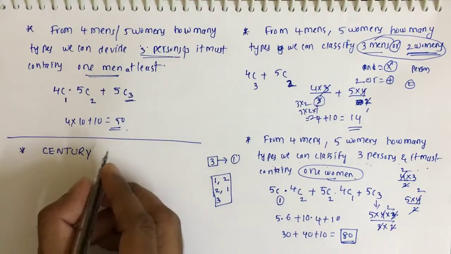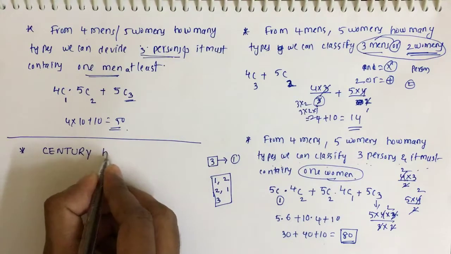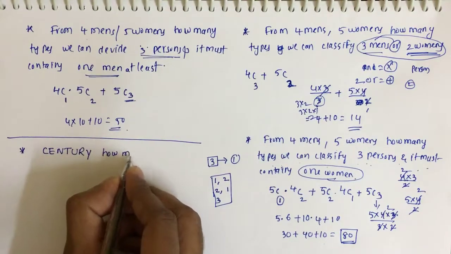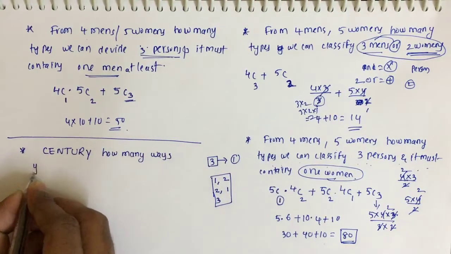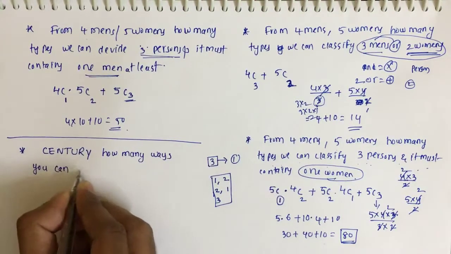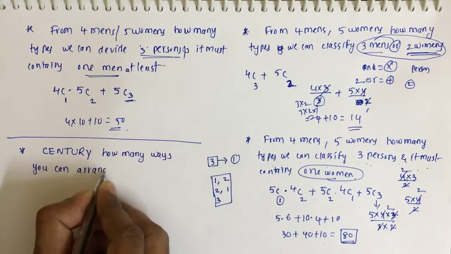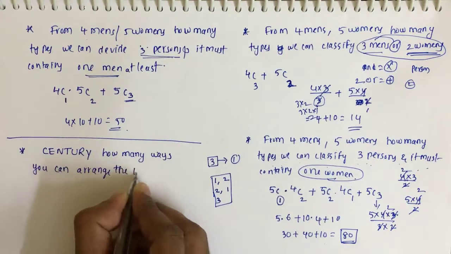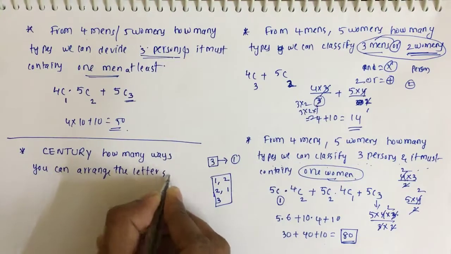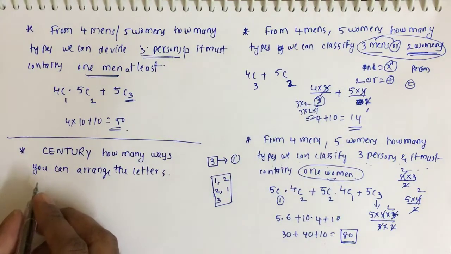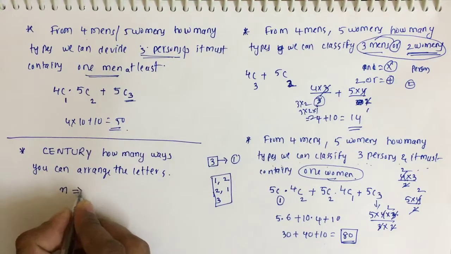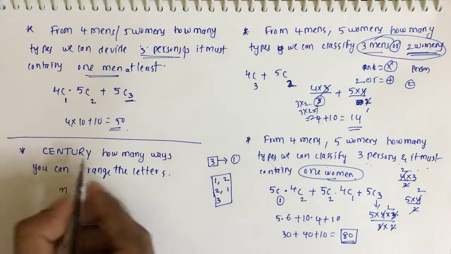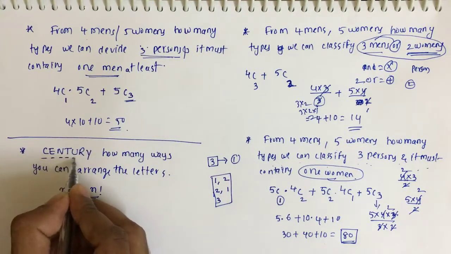Okay, so in the question they may ask how many ways we can arrange the letters in the word century. So this is very simple. In part one I said that when we have n number of things, we can arrange them in n factorial ways, right? So here how many letters are there? 1, 2, 3, 4, 5, 6, 7.